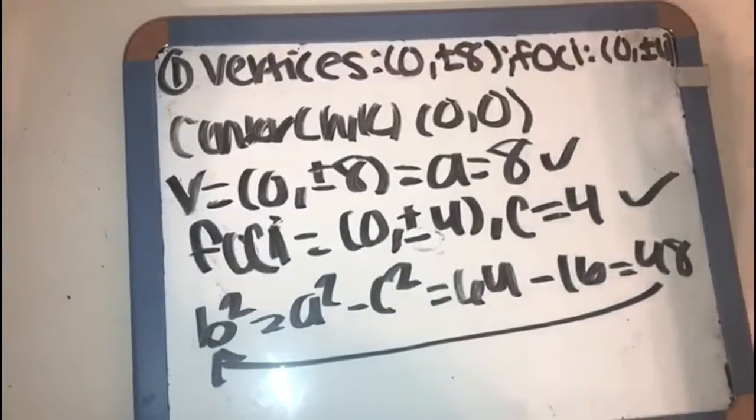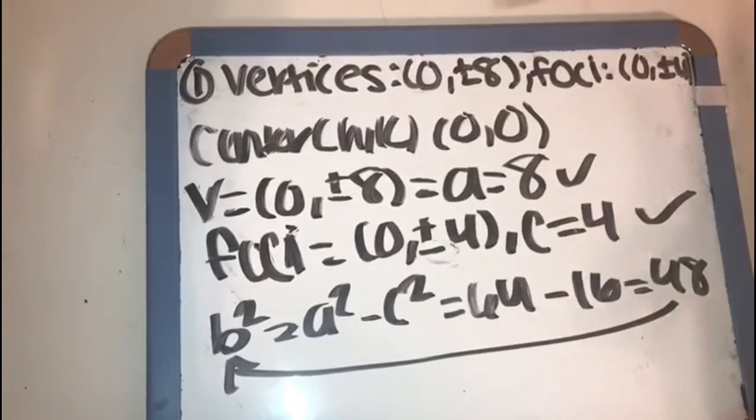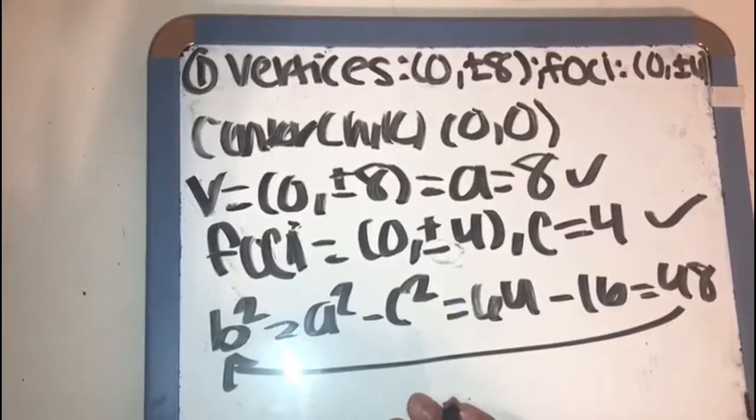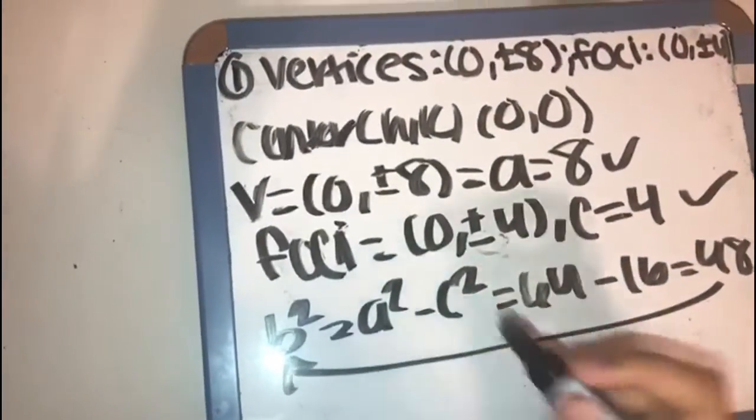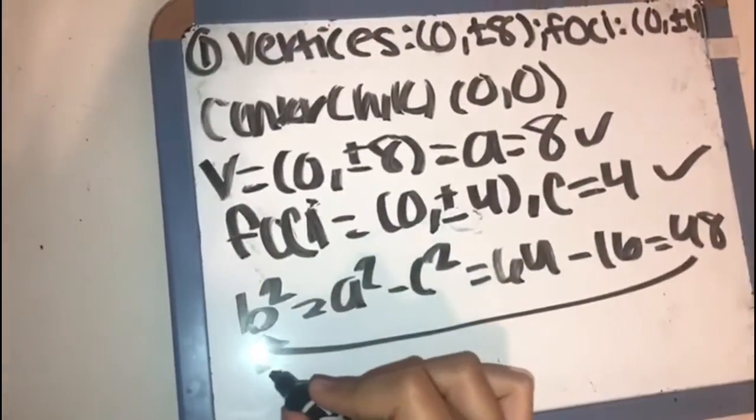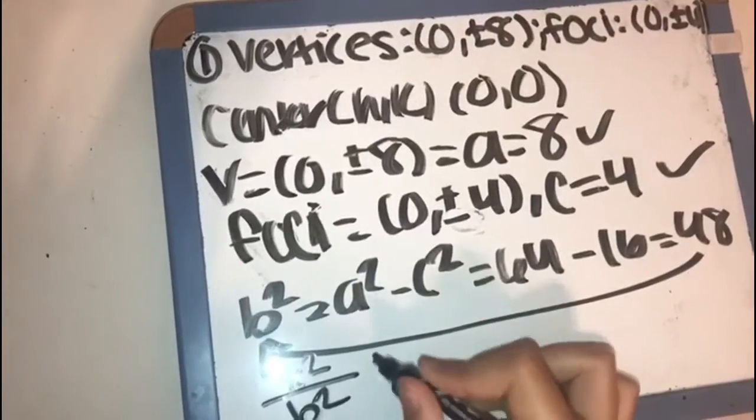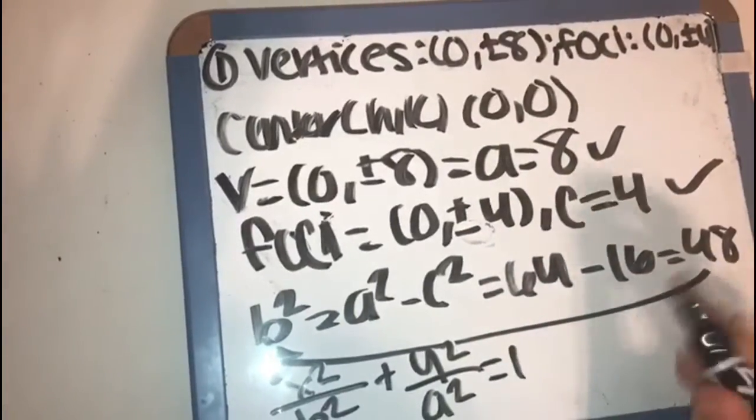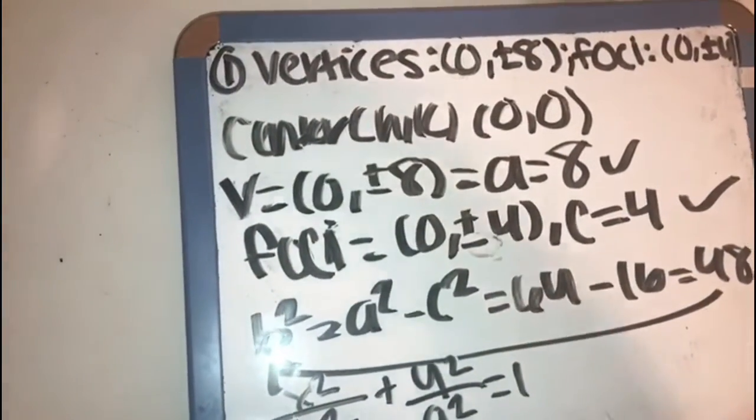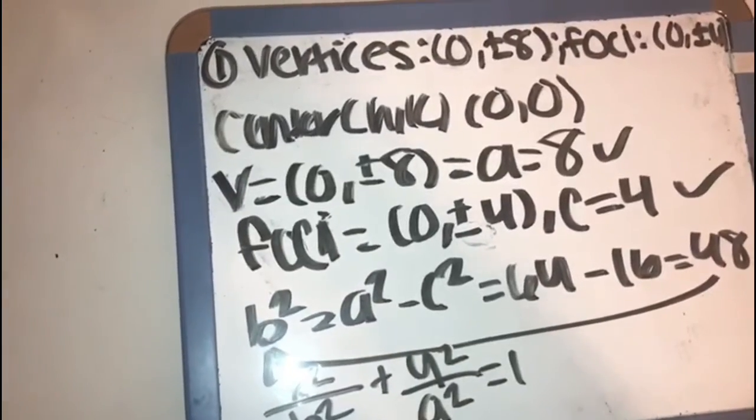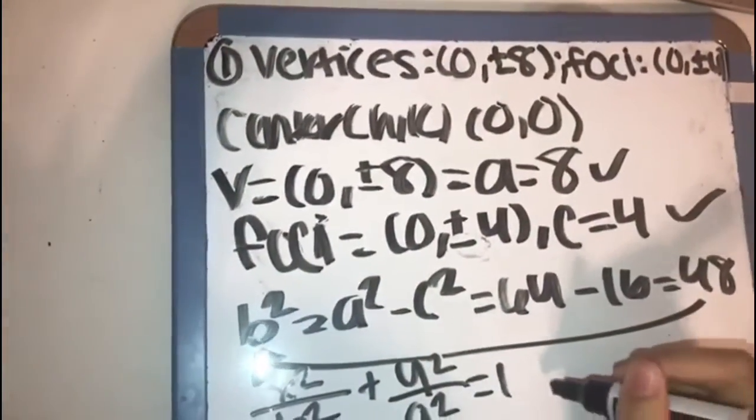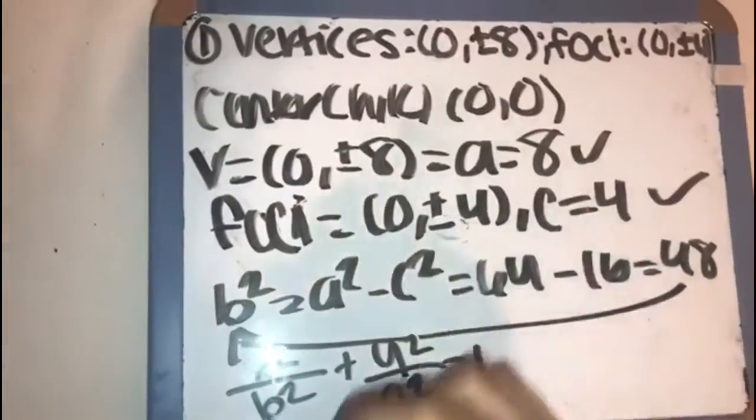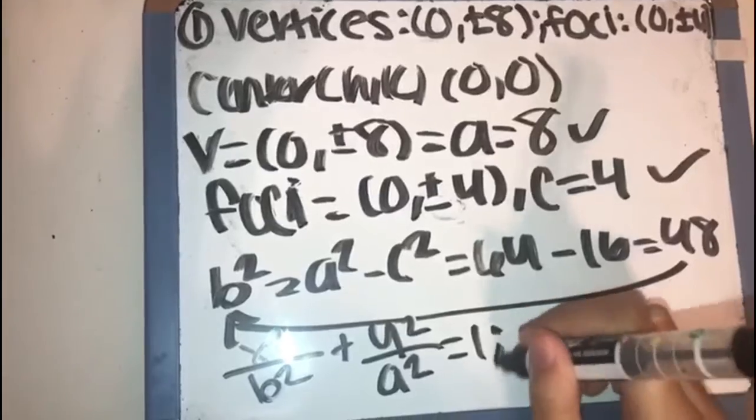Okay? Now, the last step is substituting into the whole formula. The formula we were talking about recently was the standard formula, right? It was x squared over b squared plus y squared over a squared. Now, this formula is vertical, so this is the major axis of a vertical ellipse, the vertical axis. So let's try substituting it.